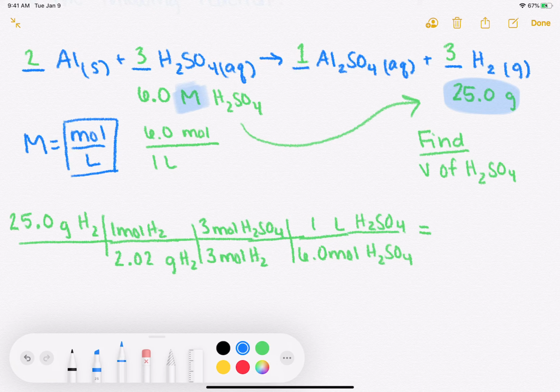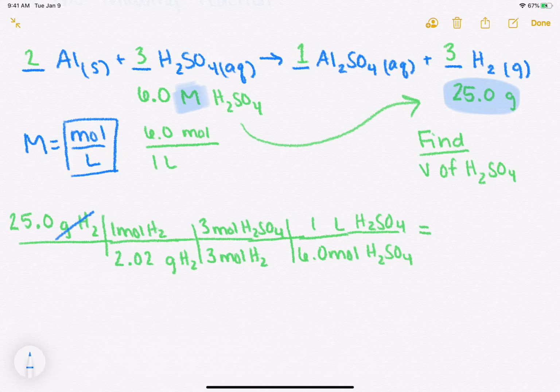So once you've solved that, let's check. We can cancel grams with grams. We can cancel moles with moles. We can cancel moles of H2SO4 with moles of H2SO4. And we're left with liters of H2SO4. And notice how that matches what we were trying to find. We're trying to find the volume of H2SO4, and liters are a volume unit.